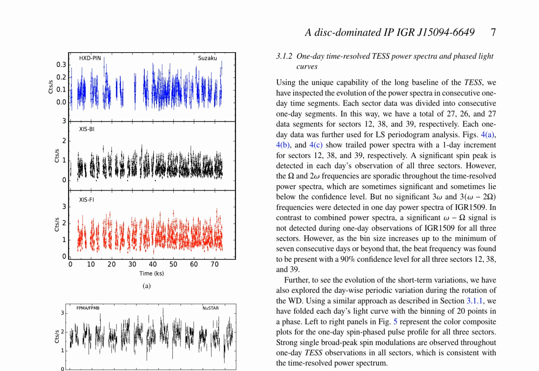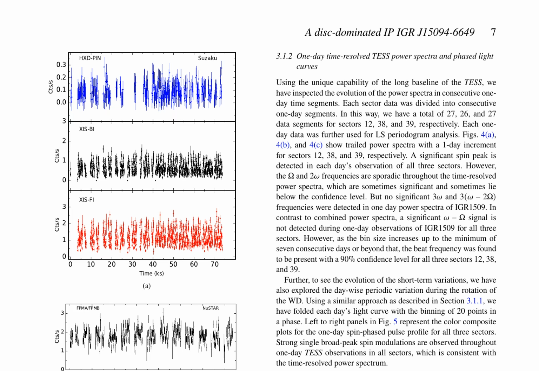The X-ray binary system IGR J15094-6649 exhibits complex variability patterns in both X-ray and optical bands. Analysis of data from the TESS and Suzaku missions reveals periodic variations in the system's X-ray and optical emissions. The TESS data shows a prominent spin period of 809.49584 seconds, along with its harmonics and sidebands, indicating a complex modulation pattern.